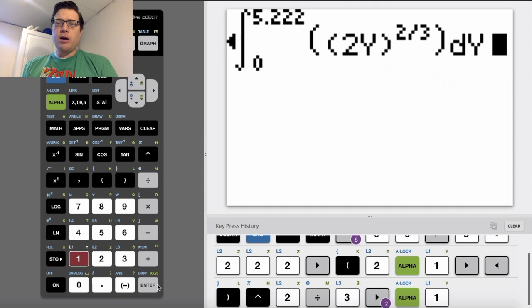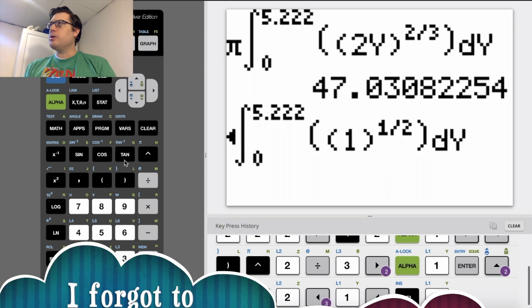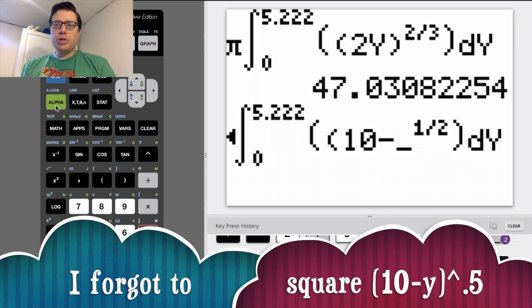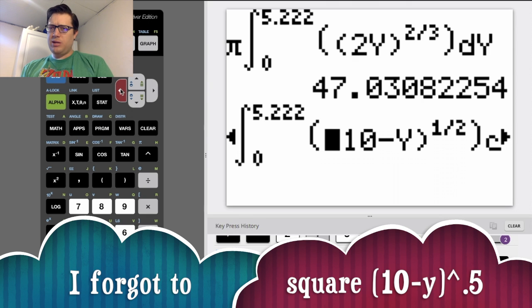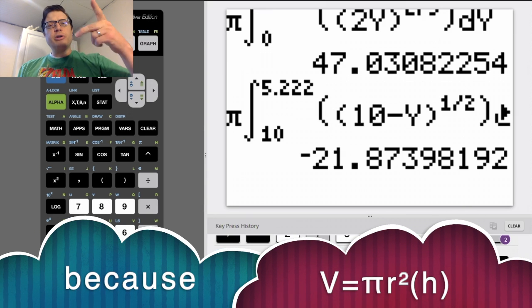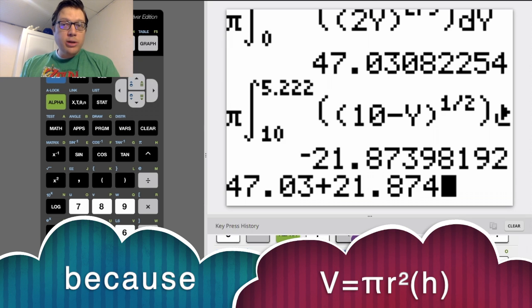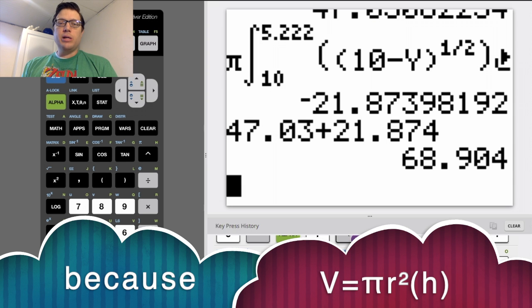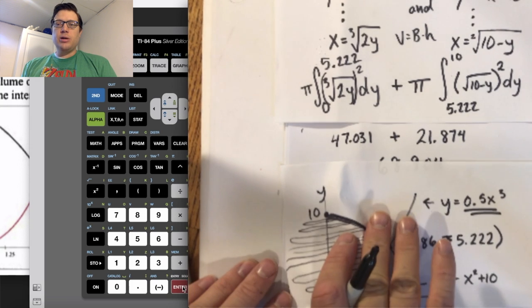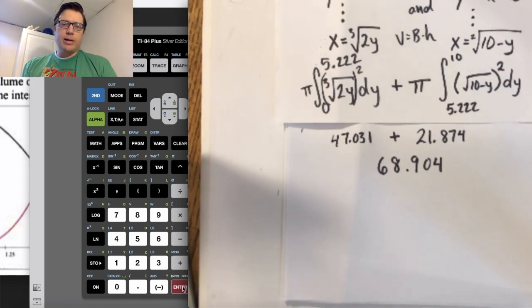I make a mistake here. I forget that I'm supposed to square the 2y to the 2/3 power. No, wait, I do that, don't I? Do I, don't I? I do. The 2 is the squaring portion. I think I forget to square this second integral, so that's a calculation mistake that I make along the way. I also inverted, because I was feeling lazy, my 10 and my 5.222. So the answer is not 47 plus 21, but it's close to it. The mistake that I forgot to make was to square the square root. So go back and take a look at that.